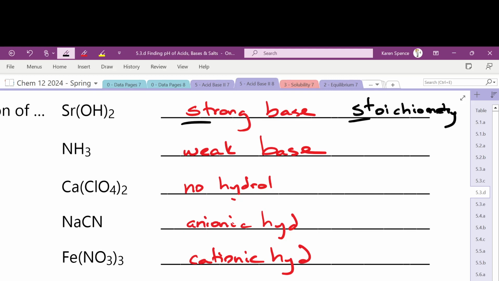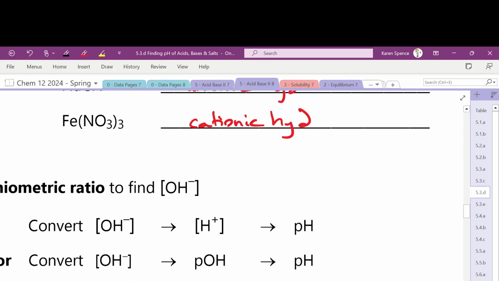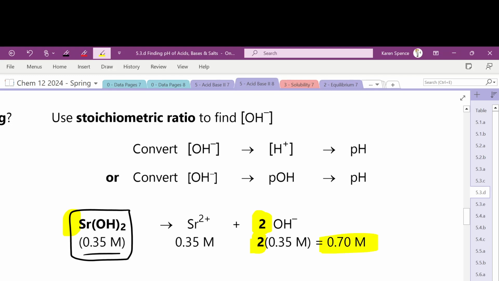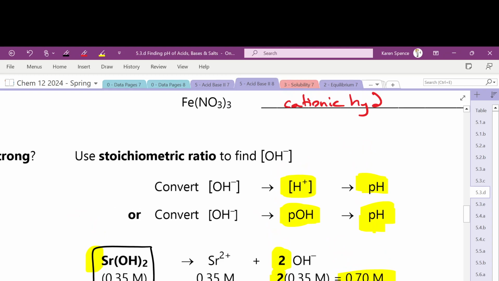So if I need to find pH, I start by saying I have Sr(OH)2 at 0.35 molar, but I know that I have 2 OH- for every 1 Sr(OH)2, so I multiply by 2, and you get 0.7. And I am assuming at this point you can convert OH into H, and H into pH. Or if you prefer, you can take OH, go to pOH, and pOH to pH. Okay? So that takes care of that.